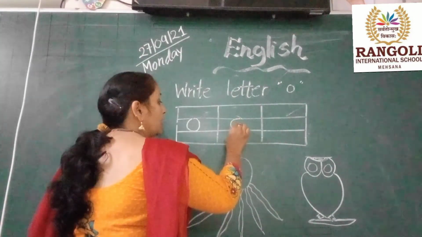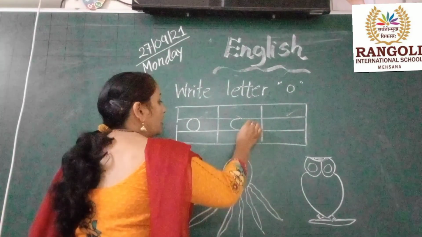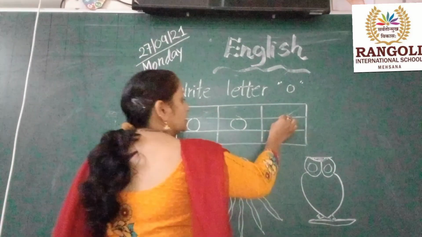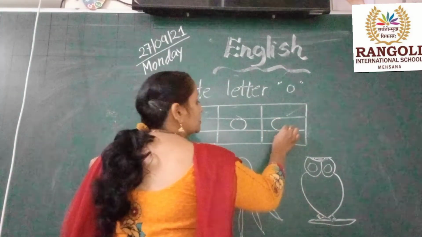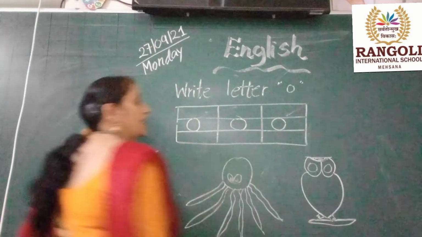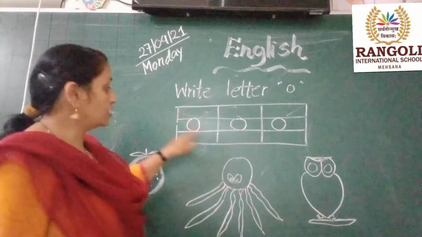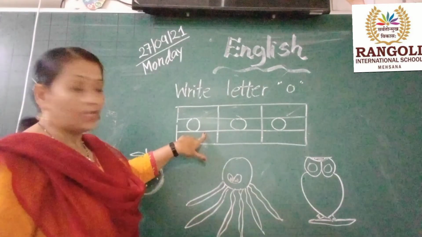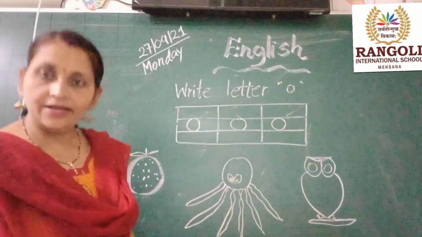For O you have to write C, then reverse C. Okay? This is letter O, small O. You should write it in the box. Okay? Look at here in the blue box. This is letter O.